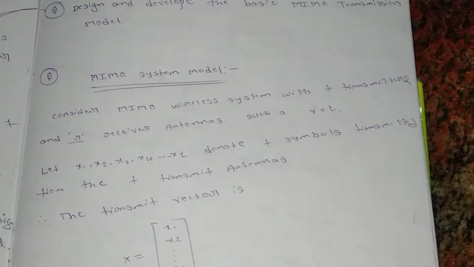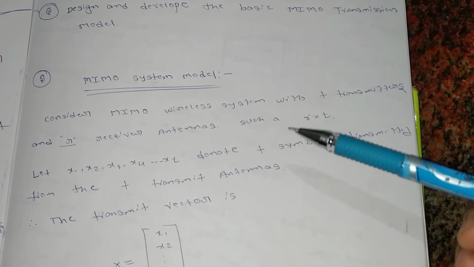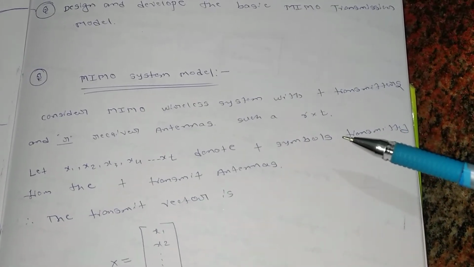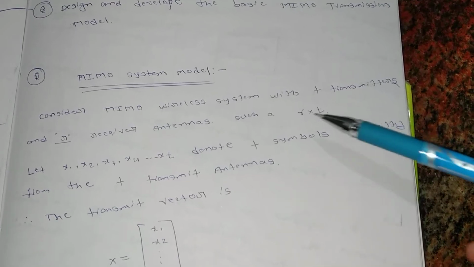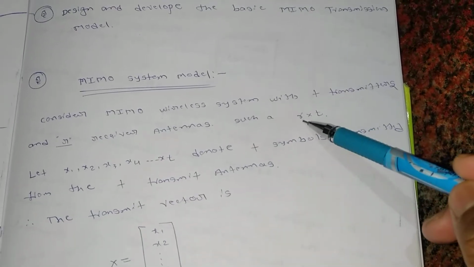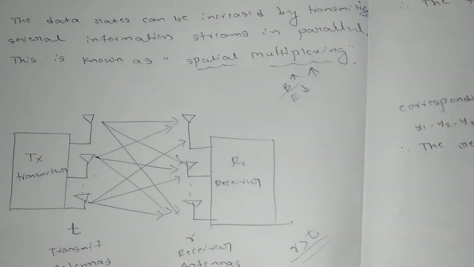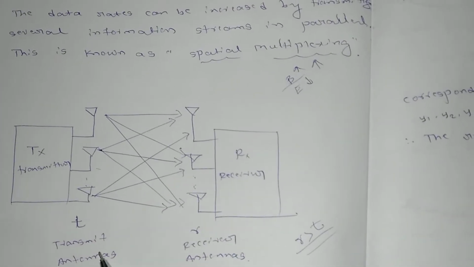All right, so starting with the first equation: consider a MIMO wireless system with T transmit and R receive antennas, such that R cross T. So here R cross T means R receiving antennas and T transmitting antennas, as seen in our figure.